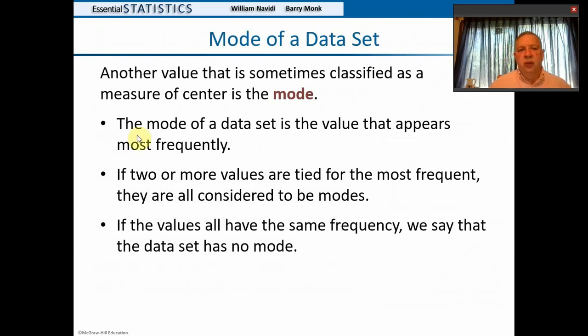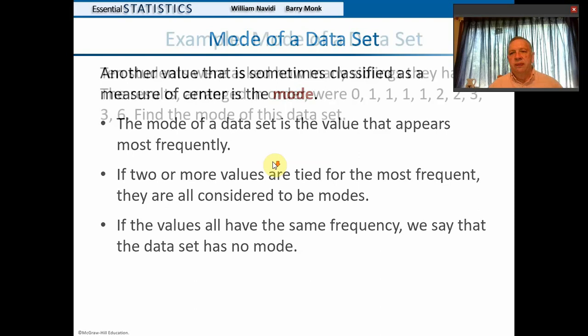So what is the mode? The mode of a data set is the value that appears most frequently in the data. If two or more values are tied for the most frequent, they are all considered to be modes. So you can have multiple modes in this case. If the values all have the same frequency, we say that data set has no mode. There's no one point that appears more, so it would be no mode.